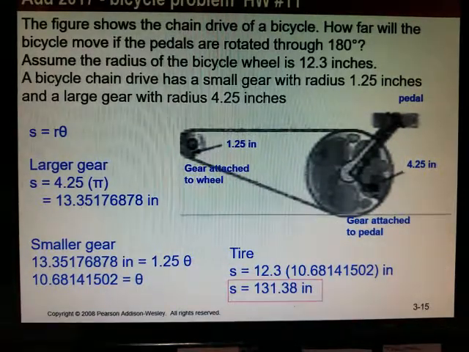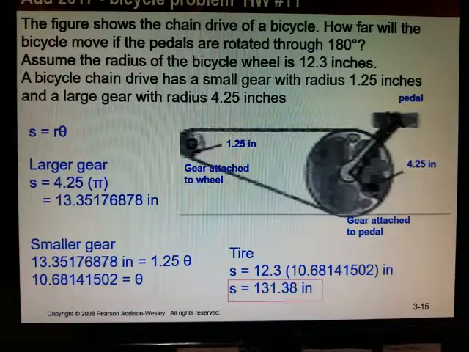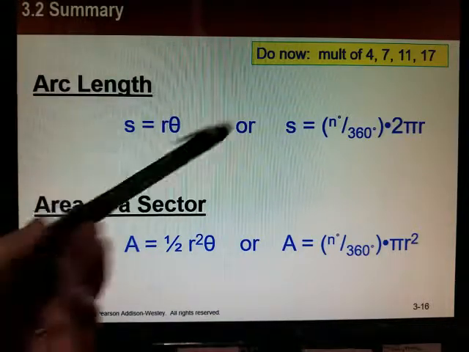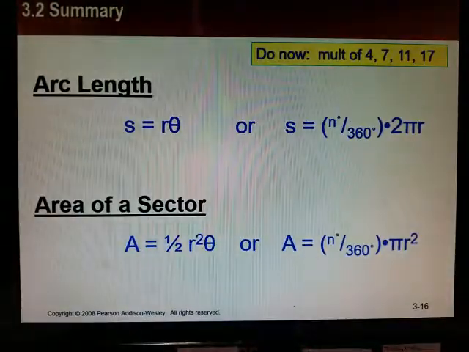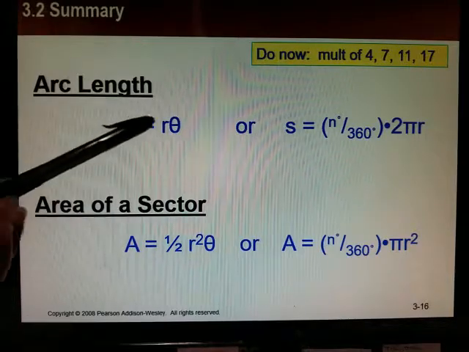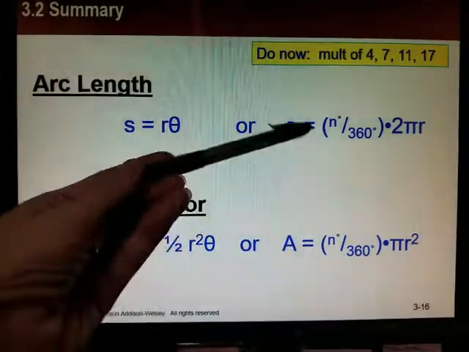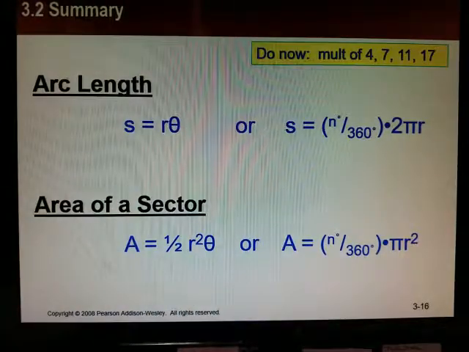All right, I hope that explanation helped you out for number 11 on your homework. You might want to go ahead and try numbers 4, 7, 11, and 17 first before you do the rest of the assignment. Again, these two are if your measurement is given in radians, and these two I use if my measurement is given in degrees. That ends 3.2.